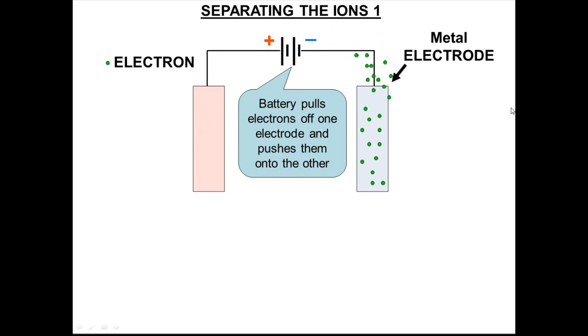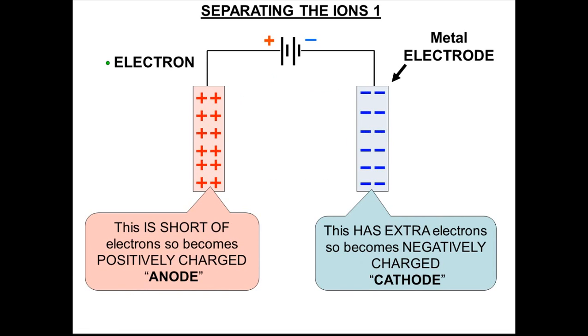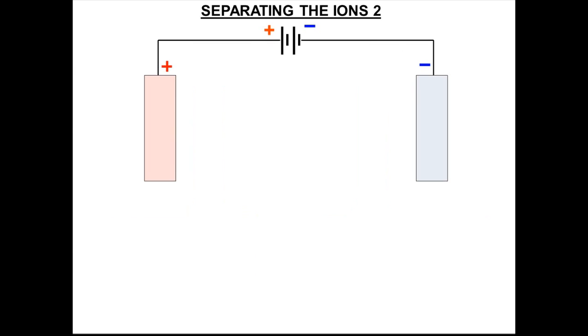So what the battery does is it pulls electrons off one of those electrodes and pushes them onto the other one, which means that at the anode, A+, you get a deficiency of electrons, whereas over here we've got lots of electrons. So these are the relative charges of the anode and the cathode respectively.